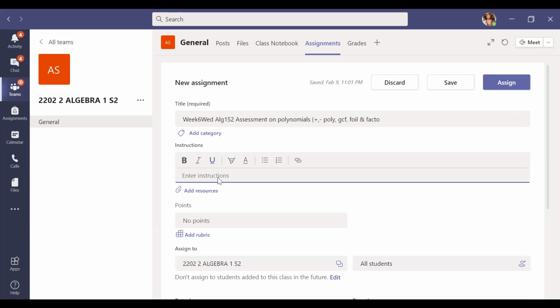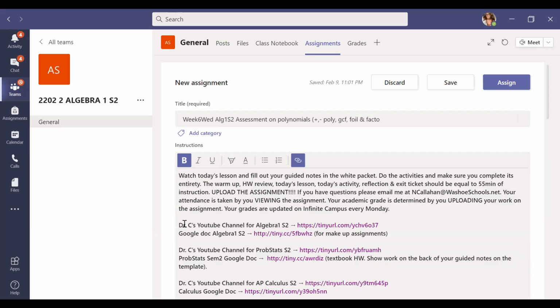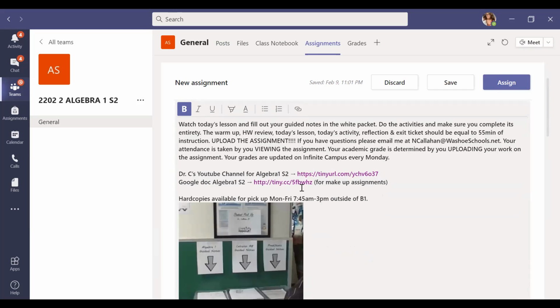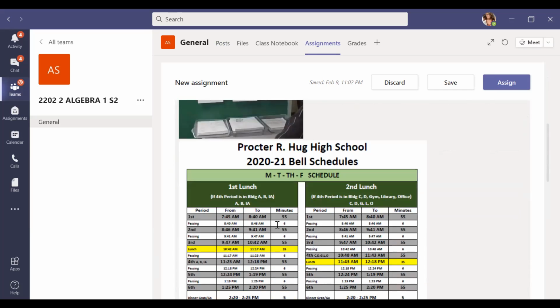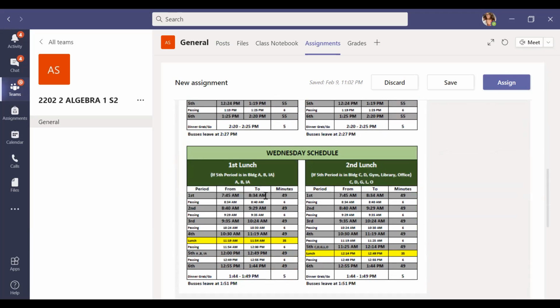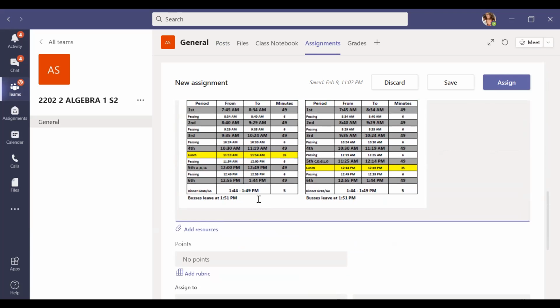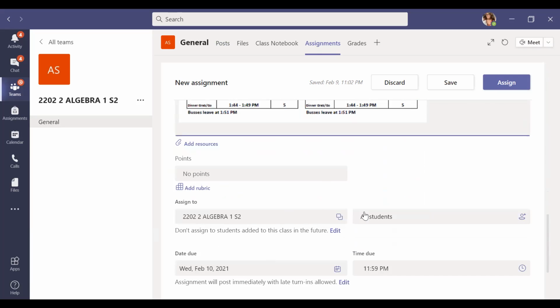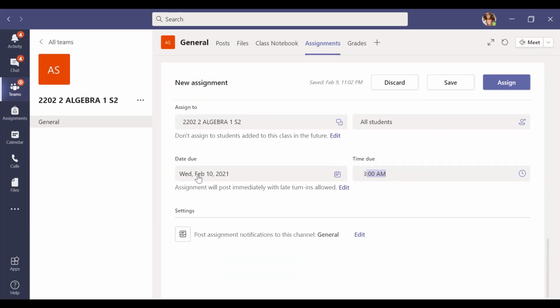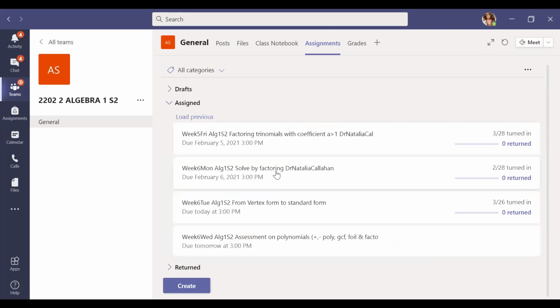Your instruction today is to go ahead and watch the video in its entirety. Make sure you upload your assignment because you do have a quiz today that you need to upload in order to receive the points for. Make sure you check in with me by 8:34 because today is a shortened day. And then after that, make sure you have your assignment uploaded to MS Teams by 3 p.m. And I'm going to go ahead and assign that.